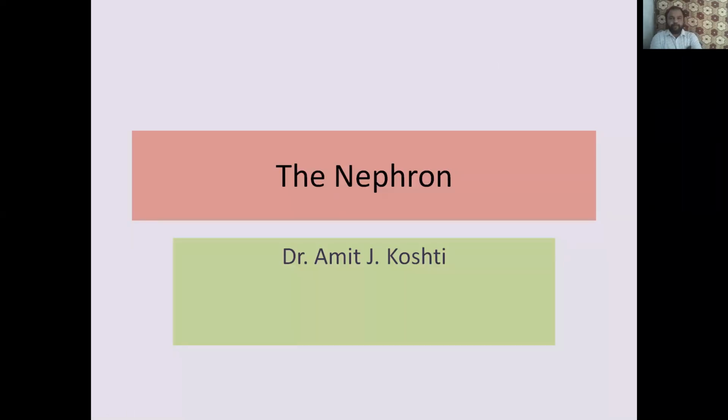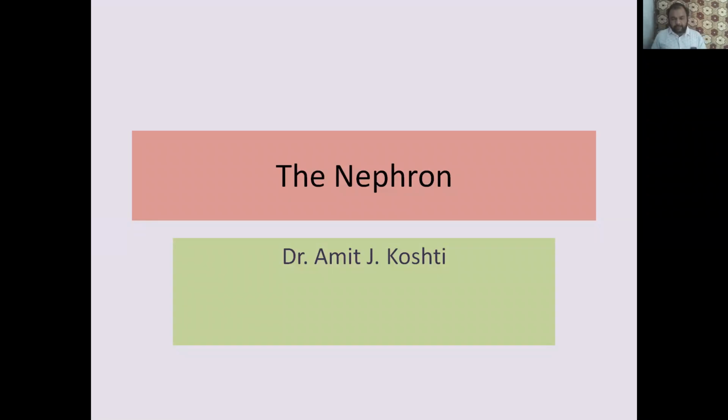Hello friends. So in our previous session, we have talked about the structure of the kidney. We have talked mainly about the anatomy of the kidney, how the different parts of the kidney are arranged: the cortex, medulla, medullary pyramids, renal pelvis, hilum, all those things we have talked about.